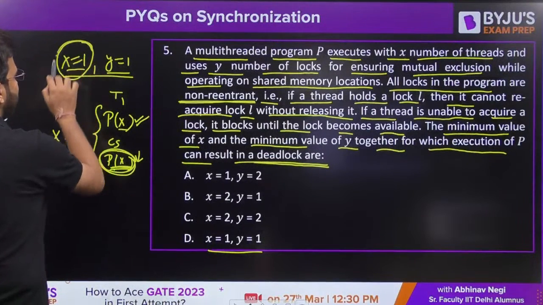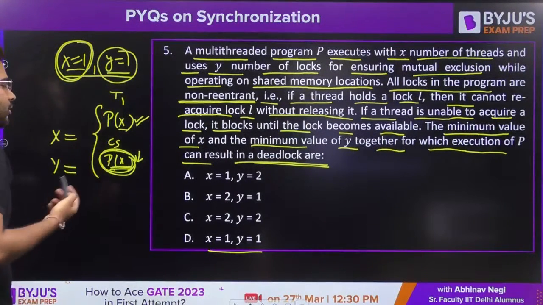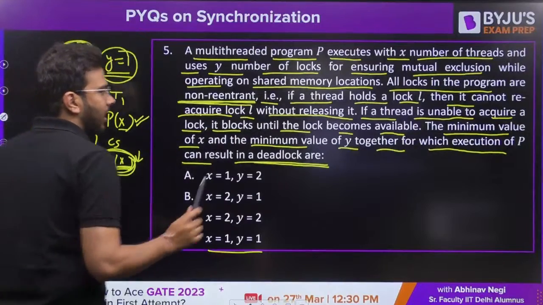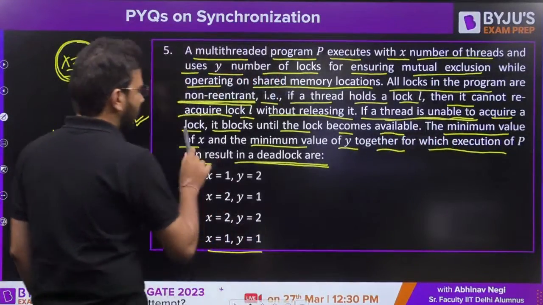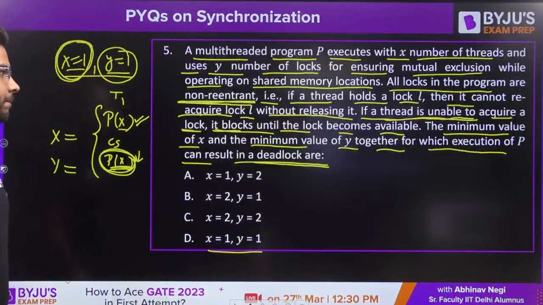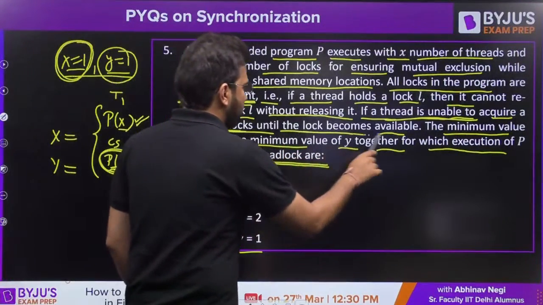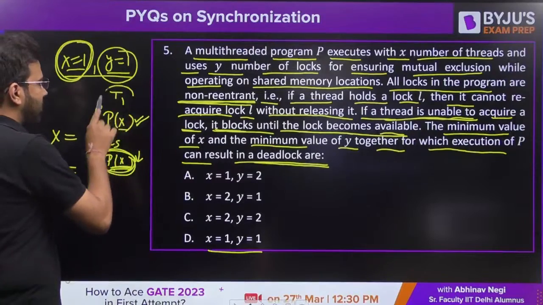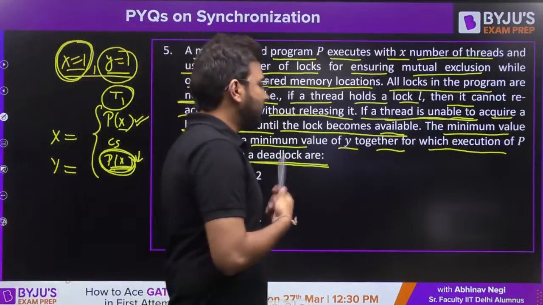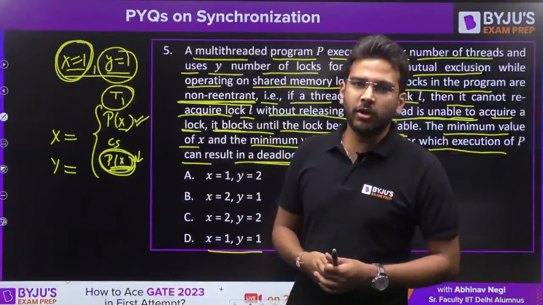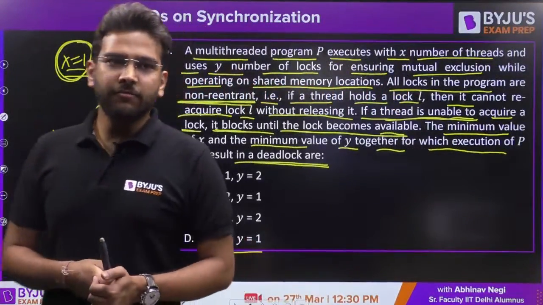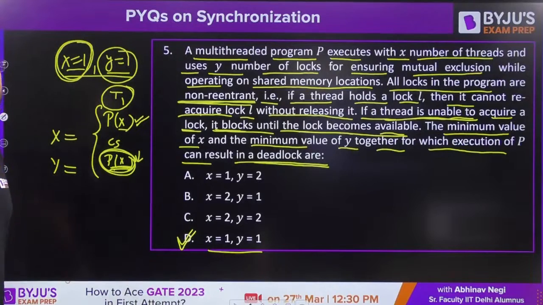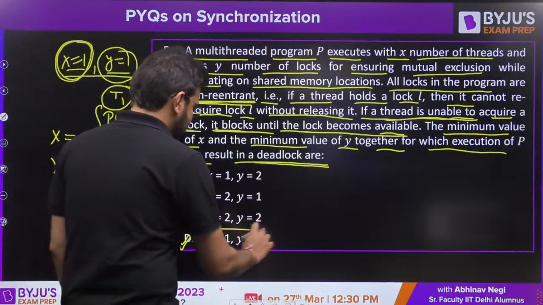So we can say that with one thread and one lock, the possibility of deadlock is there, because it is a non-reentrant lock. And the other thing is, if a thread is unable to acquire a lock, it becomes blocked until the lock becomes available again. The lock is not going to become available, so this T1 thread will be blocked forever, and that means the entire process will be blocked. Is it clear, everyone? So the minimum value that satisfies this condition is x equal to 1 and y equal to 1. This is the correct answer for this question.